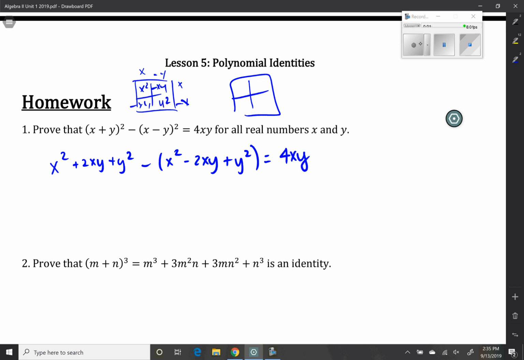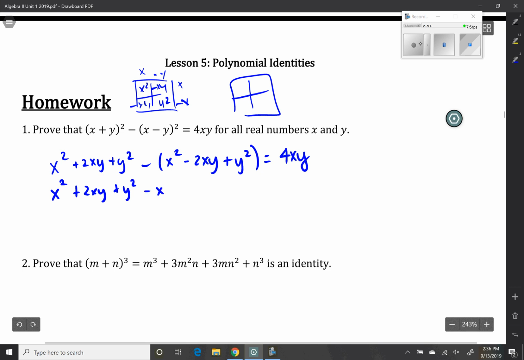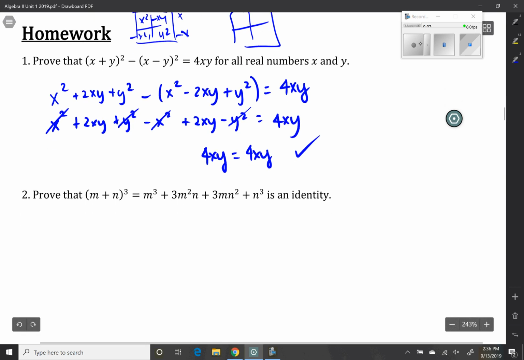Right now it doesn't look like it's going to, but if I do some distributing, distribute the negative, the x squareds cancel, the y squareds cancel, and I'm left with 2xy plus 2xy, which is 4xy. Proven.